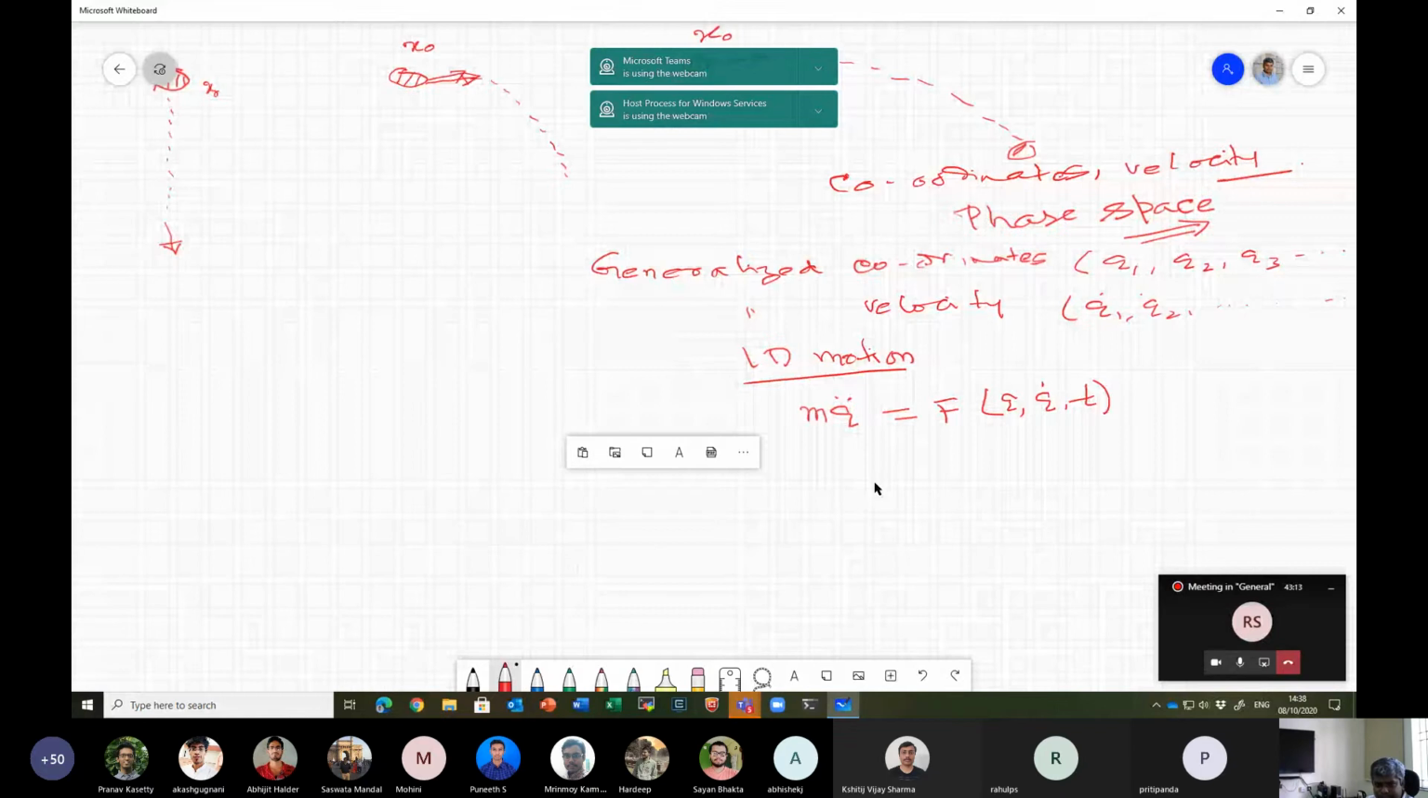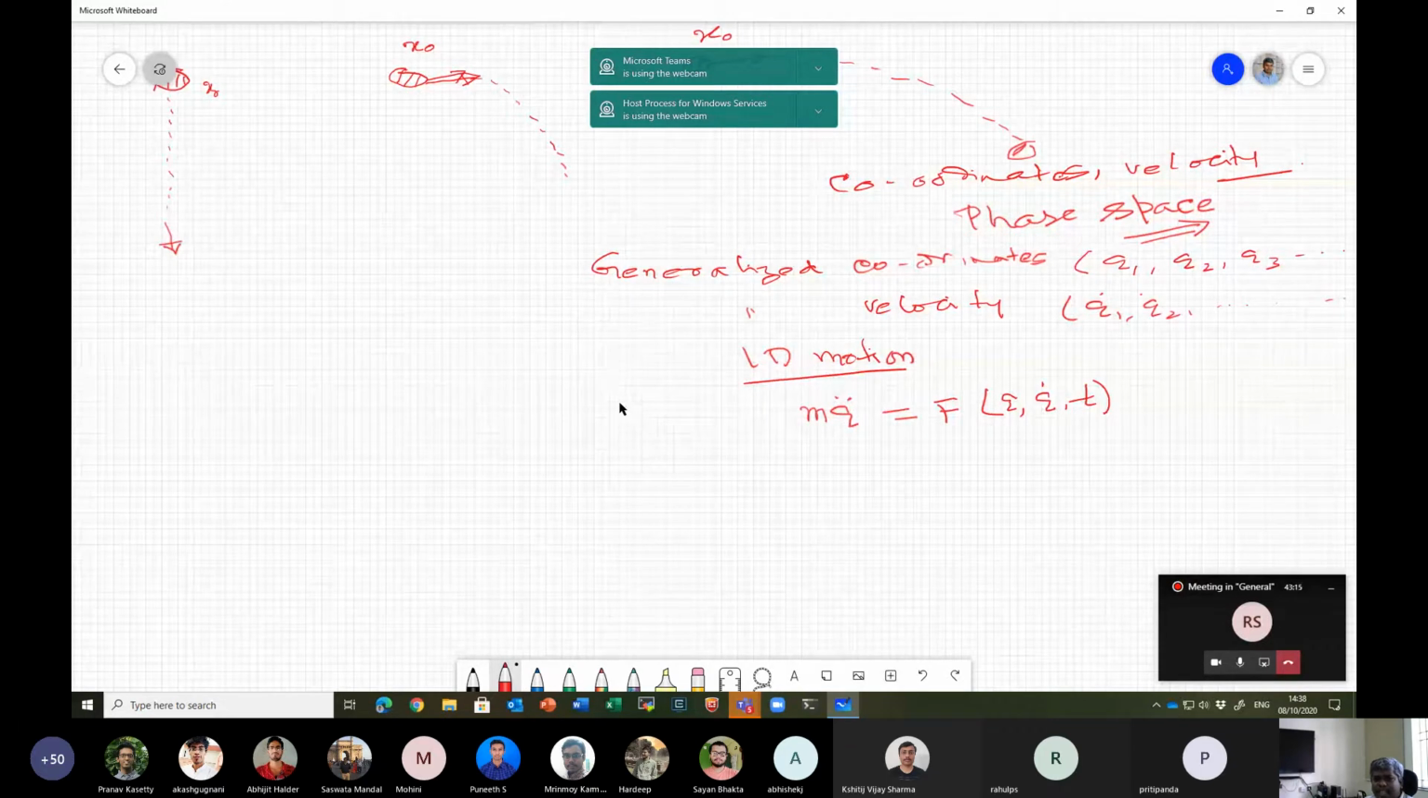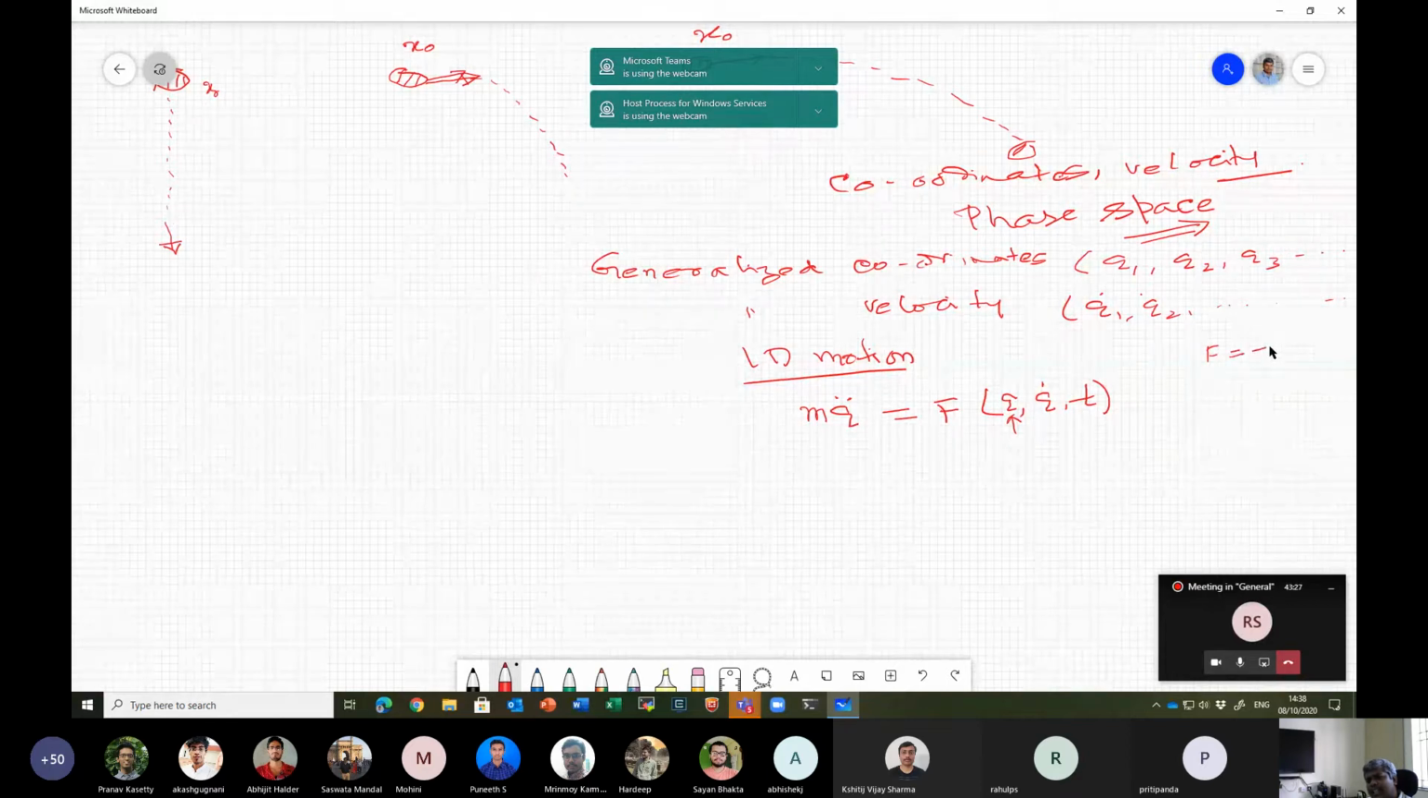So you see the force on the right hand side. For a simple harmonic oscillator, you all know this force is nothing but minus k times q, right? So basically we found that this force is a linear quantity and is a function of the generalized coordinates, q. Now can you tell me some example where the force is a function of generalized velocity? Can you give some example?